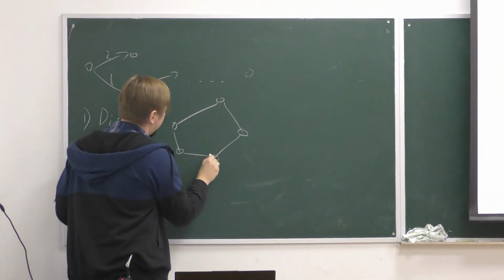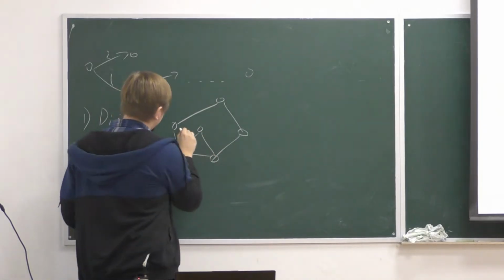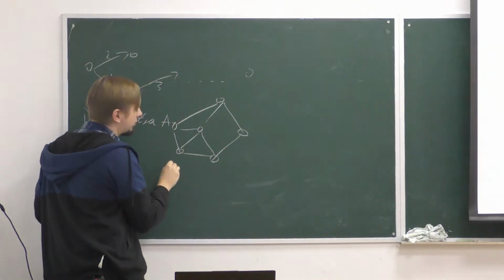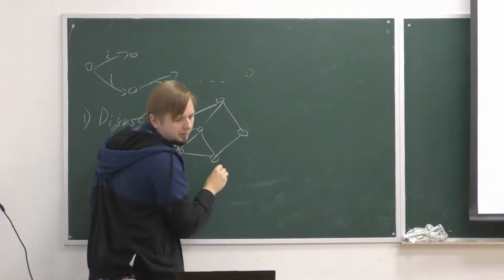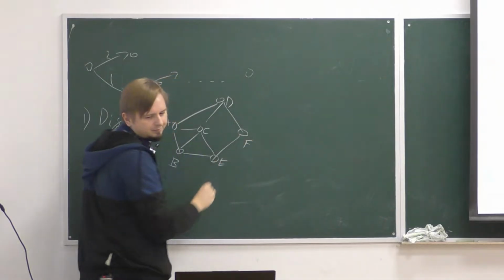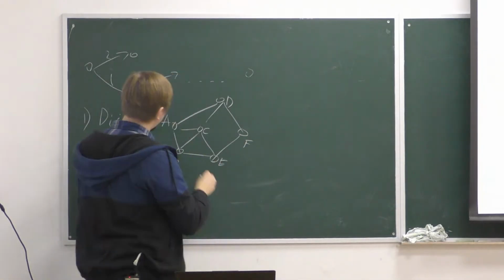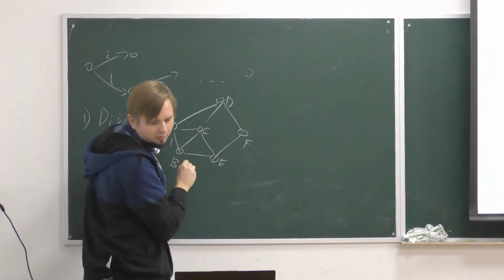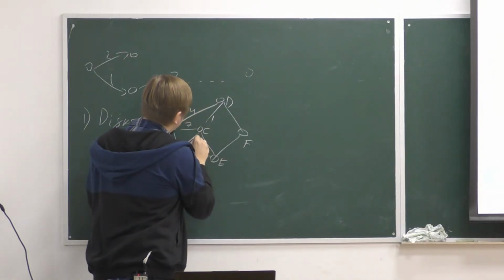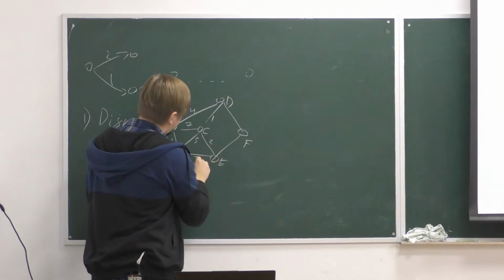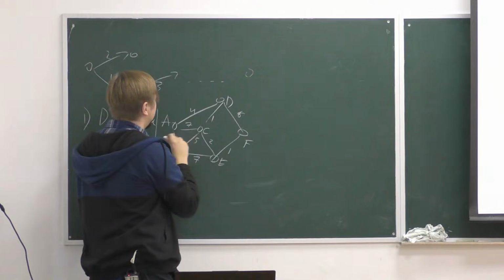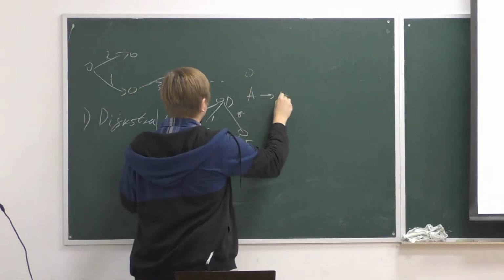Here, here, here, here, here. And this one. This is A. Let's denote vertices by letters: A, B, C, D, E, F. Yeah? And let the weights be these: 1, 7, 4, 1, 5, 2, 7, 1, 6. And we want to construct the shortest path from A to F.